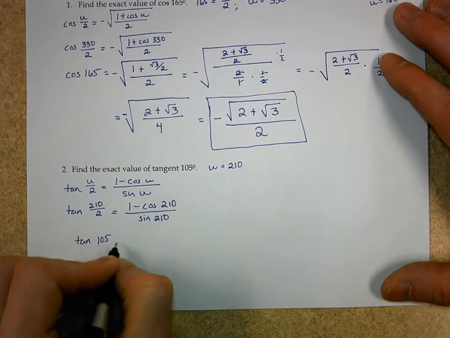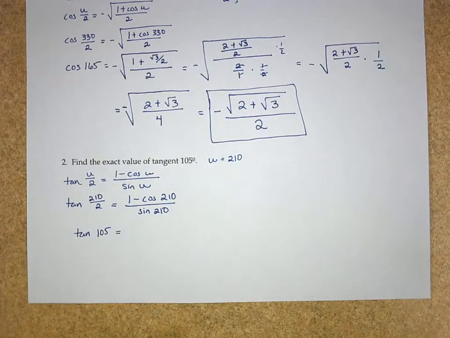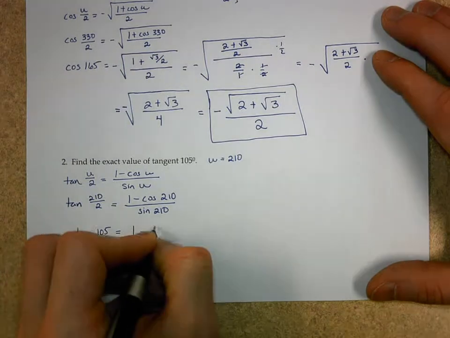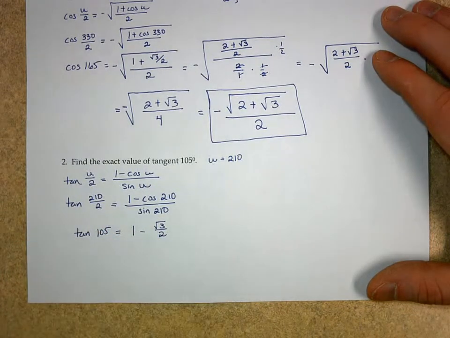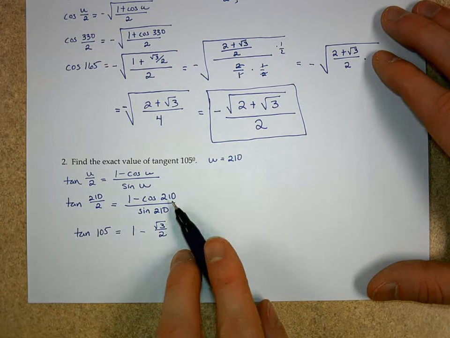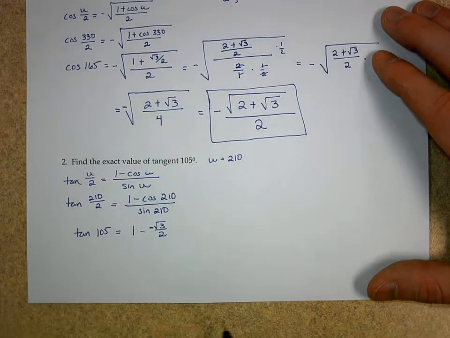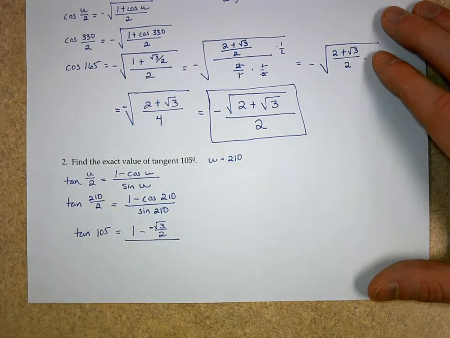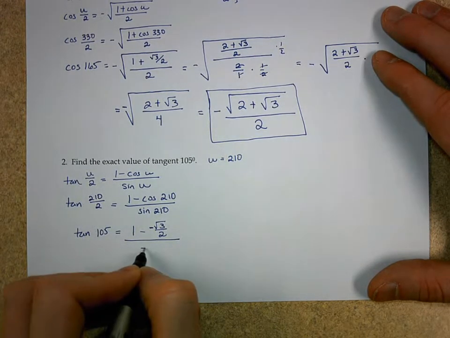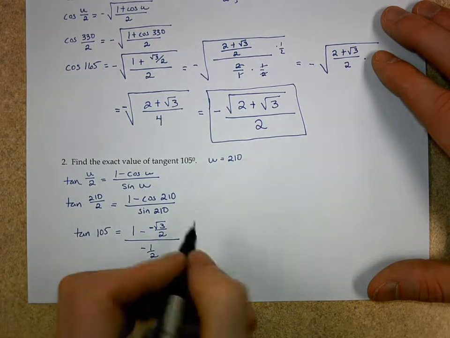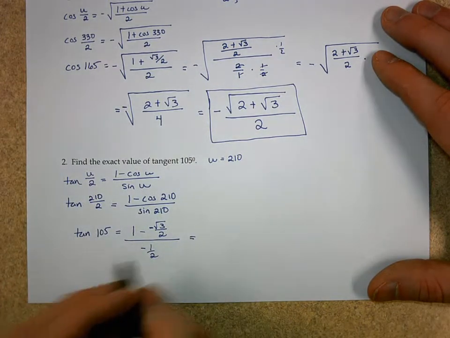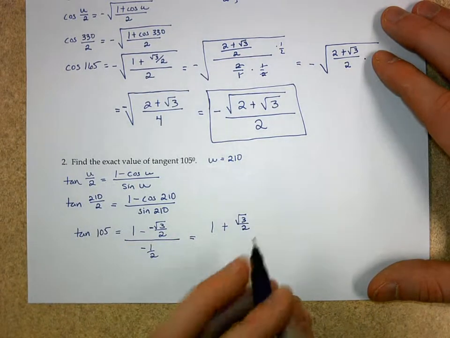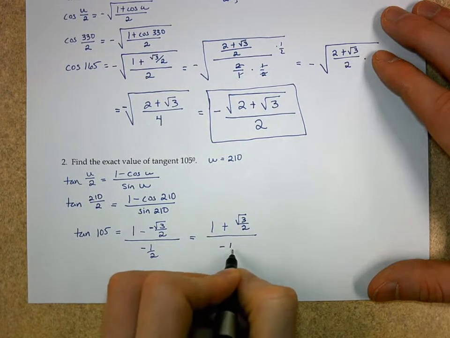So the tangent of 105, the cosine of 210 is on the unit circle, as is the sine of 210. So 1 minus square root of 3 over 2. Cosine of 210 is square root of 3 over 2, and it's actually negative. So it's 1 minus a negative square root of 3 over 2. The sine of 210 being in the third quadrant means sine is going to be negative. It's going to be a negative 1/2. So in my numerator, I actually have 1 plus square root of 3 over 2 over a negative 1/2.